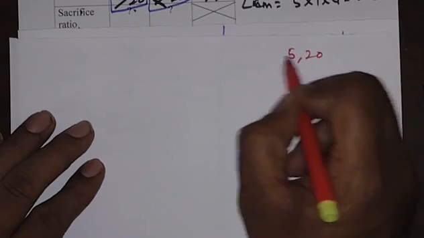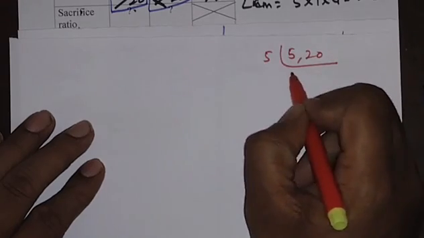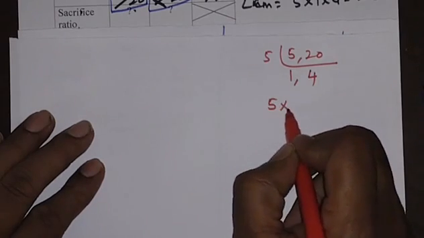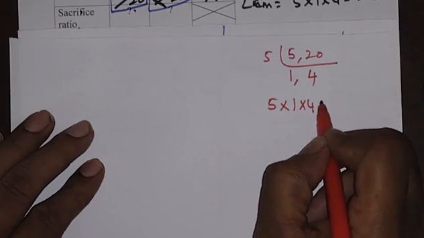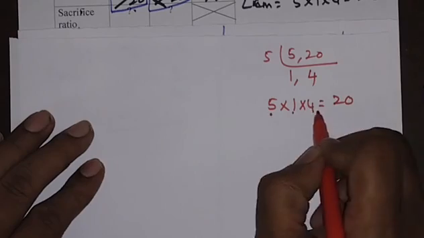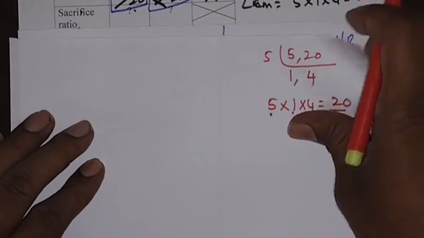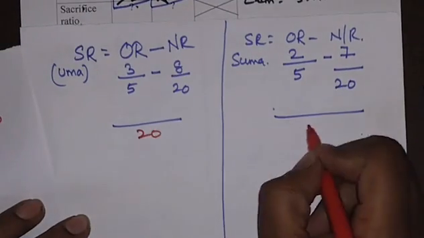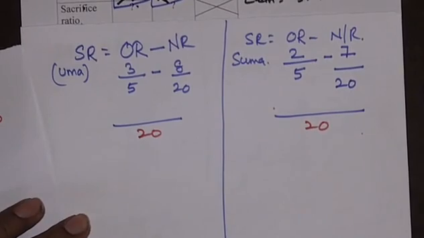Yes, LCM for 5 and 20. 5 ones are 5, 5 fours are 20, therefore 5 into 1 into 4 is equal to 20. My LCM is 20.